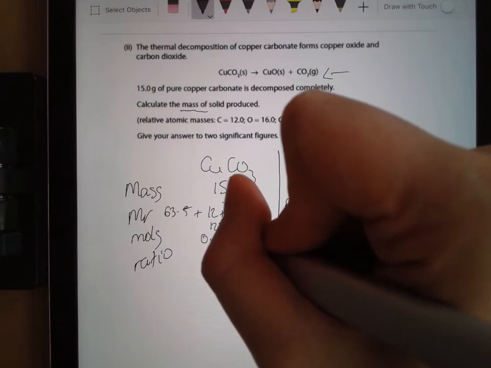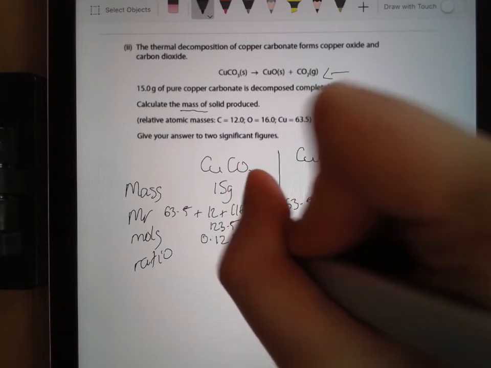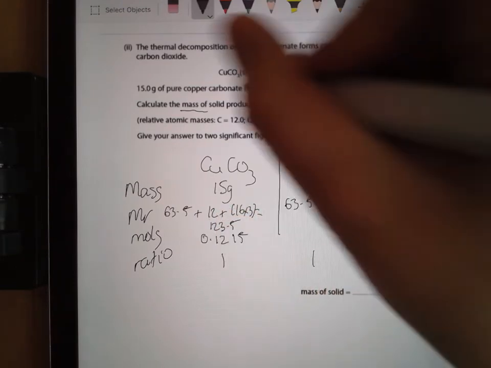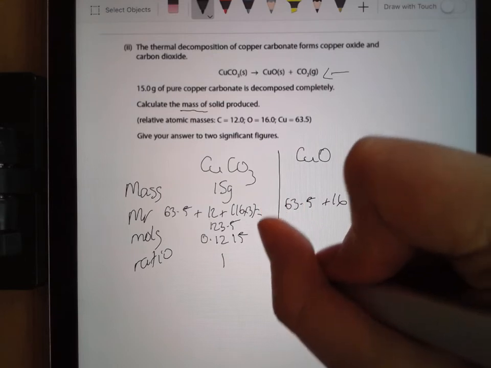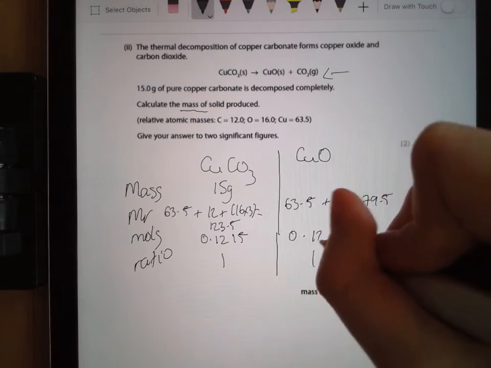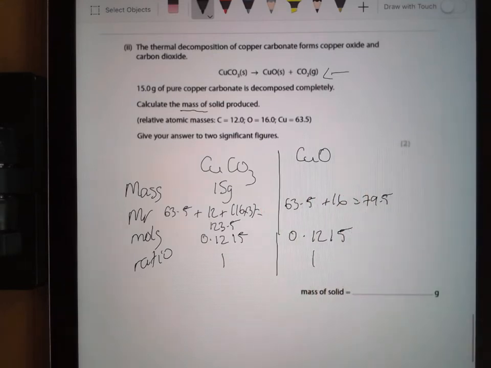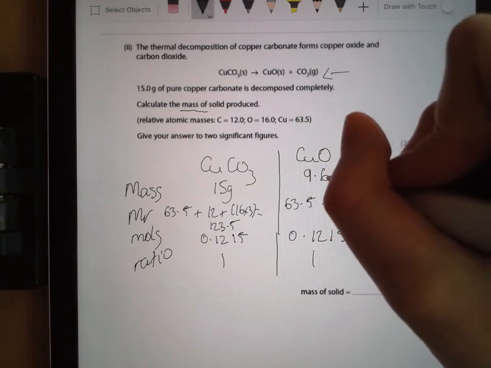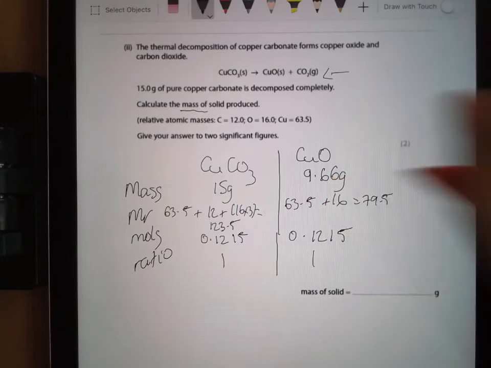So I'm going to get 0.1215. Okay. Then I'm going to use my ratio. The ratio is just 1:1. There's no big numbers in your equation, which means the moles of copper oxide is also going to be 0.1215. And then I multiply that 0.1215 by 79.5. And I get 9.65, which I'm going to round up to 9.66 grams. Okay, that's a lot of work for 2 marks. Normally that would be worth 30.